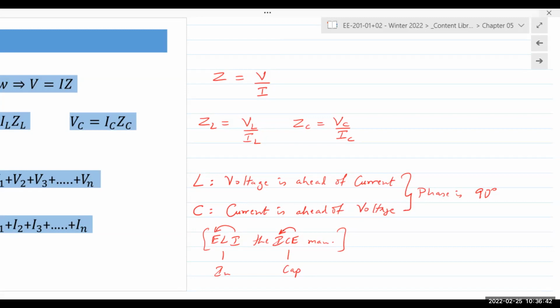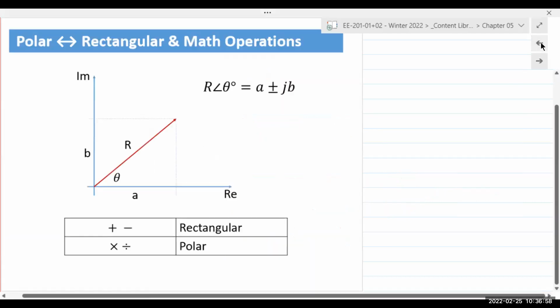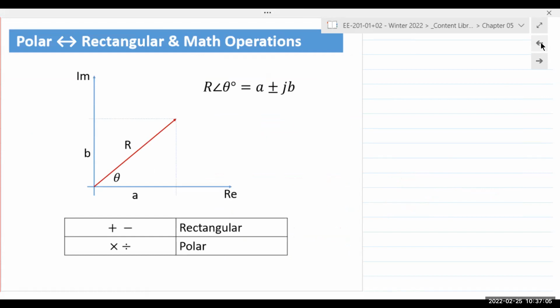So now, think about the math that we perform with complex numbers, or with vector quantities. We establish ZL is VL over IL, ZC is VC over IC. We're performing division of two complex numbers. Again, vector representation, right? R is the length of the vector, theta is the phase angle it makes with the real axis. The projection of the vector on the real and imaginary axis gives us the rectangular coordinates. So R with the phase angle theta is A plus or minus JB.